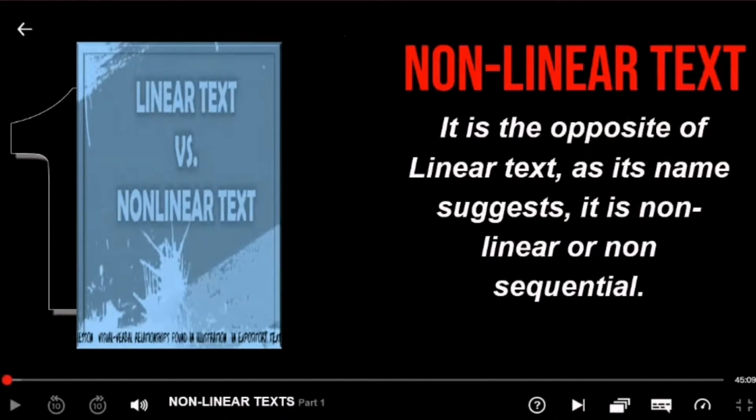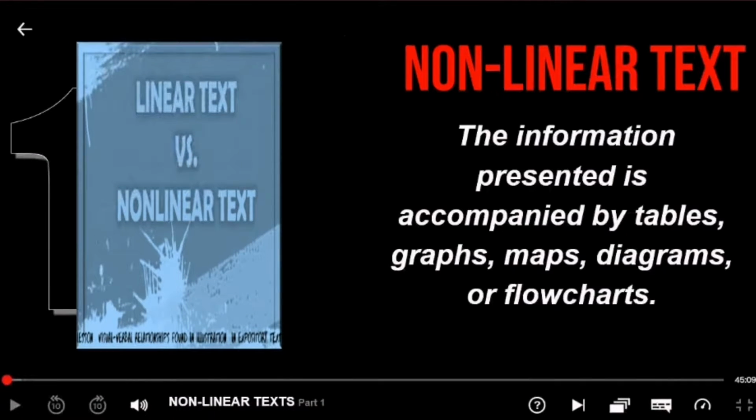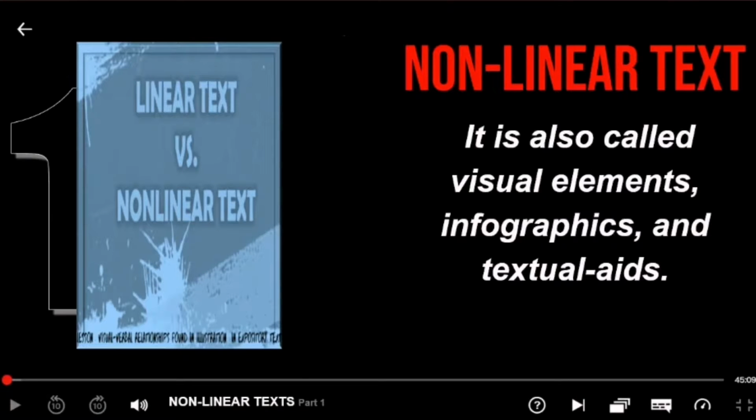On the other hand, nonlinear text is the opposite of linear text. As its name suggests, it is nonlinear or non-sequential. Here, the readers do not read the words from beginning to end. In addition, the information presented here is accompanied by tables, graphs, maps, diagrams, or flowcharts. It is also called visual elements, infographics, and textual aids.